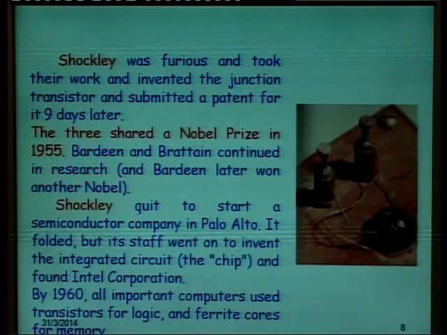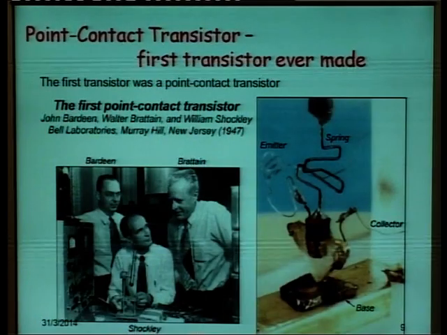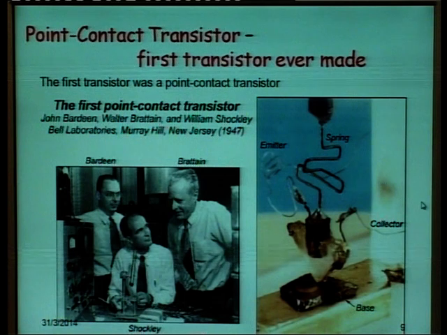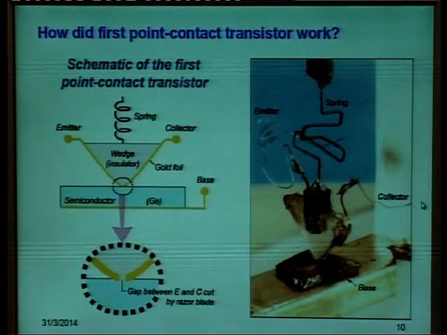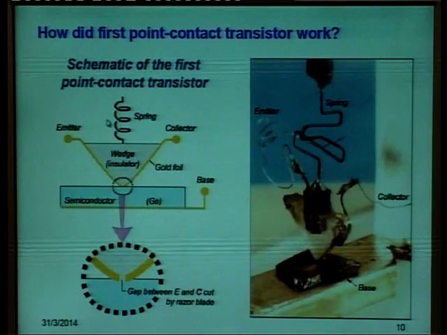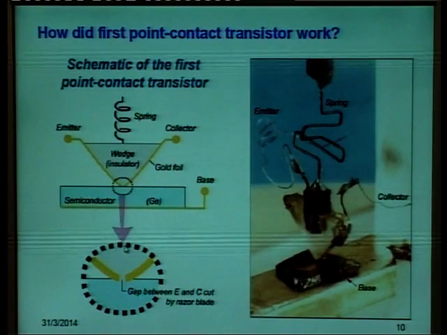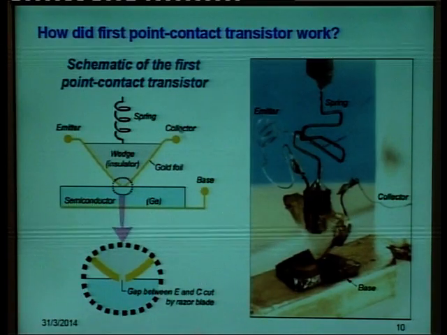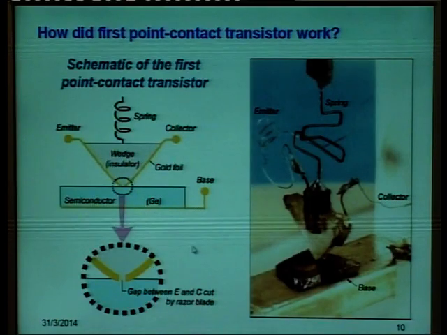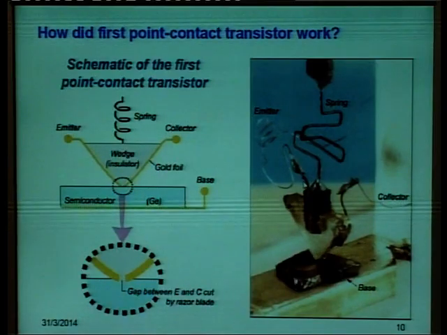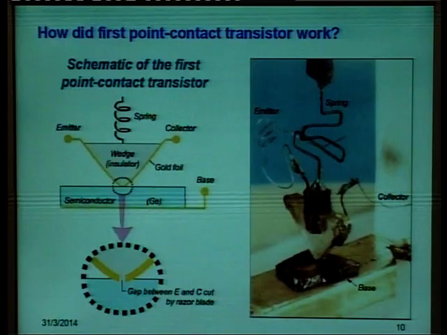By 1960, all important computers used transistors for logic and ferrite cores for the memories. This is the picture of Bardeen, Shockley and Brattain. They built the first point contact transistor. This is the schematic diagram of the first point contact transistor. This was the semiconductor here. Then there was a gap between the emitter and the collector. This is the collector. In the picture, this is the original one, this is the emitter here. Then there is a spring here, a collector and the base.